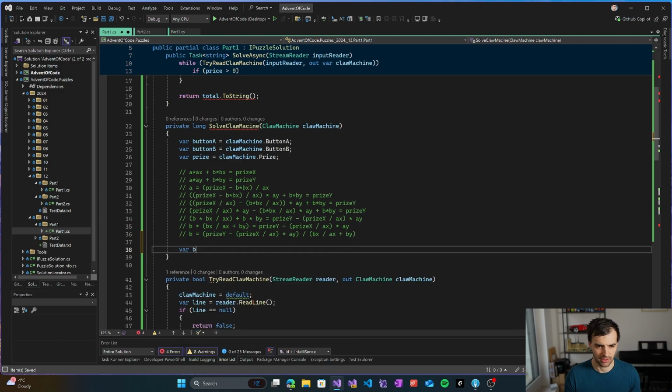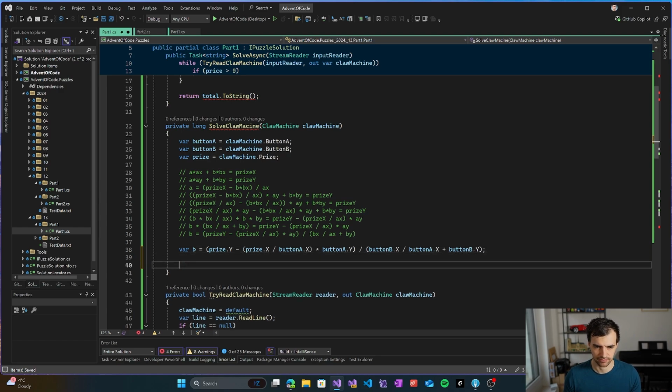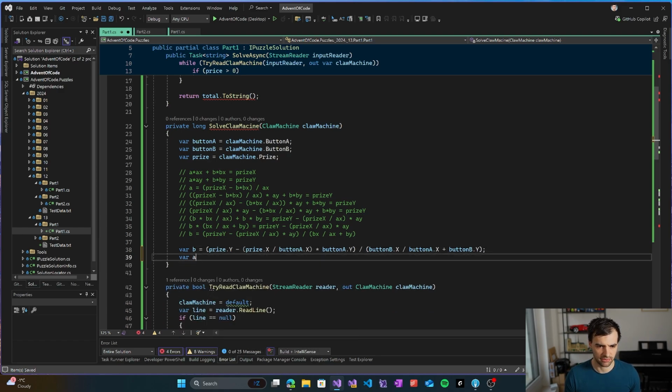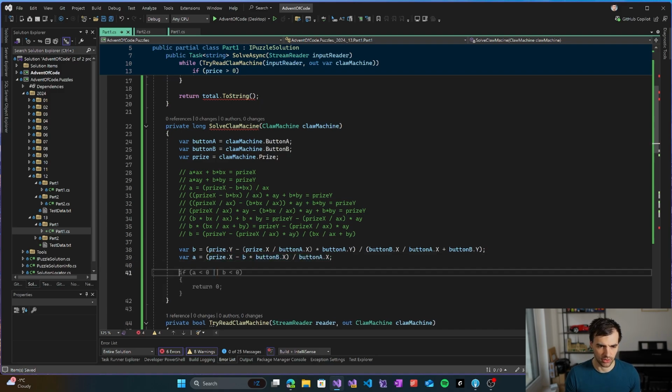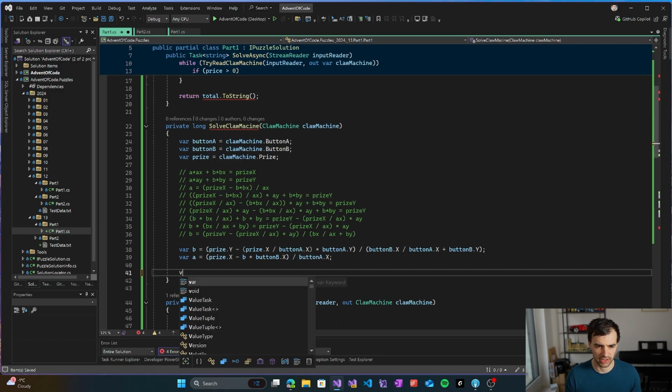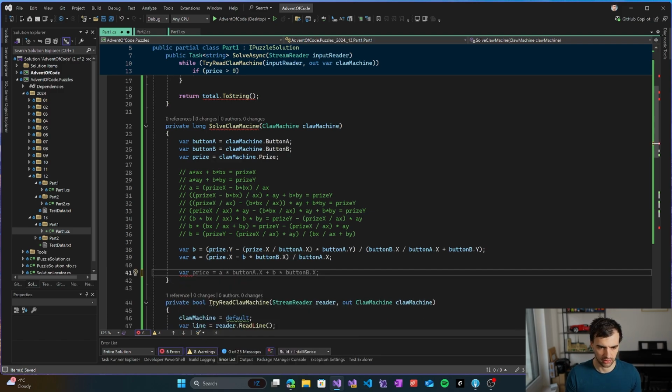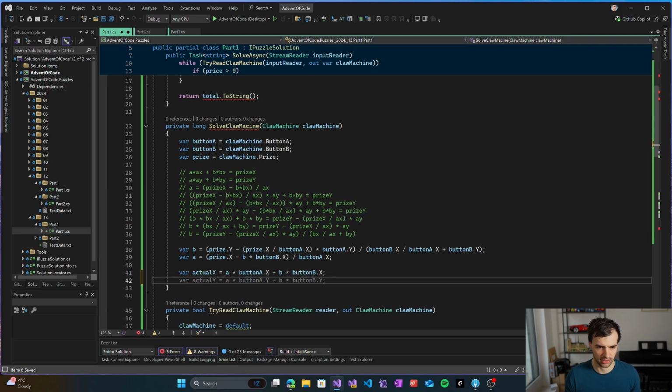So now we do B equals, and I think Copilot will handle that. So AX, AY divided by BX and BY, right? So we have this. And based on that, we can then use A equals price X minus BX times AX. Okay, so now that we have those, we can check if it's actually a correct solution. So we want to see if actual X equals this, and actual Y equals this.